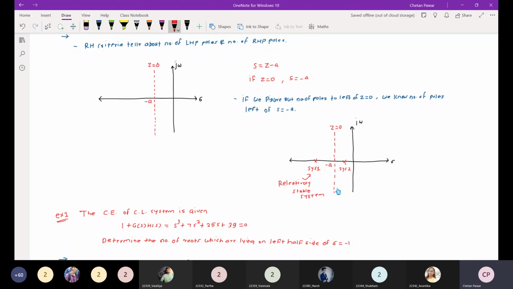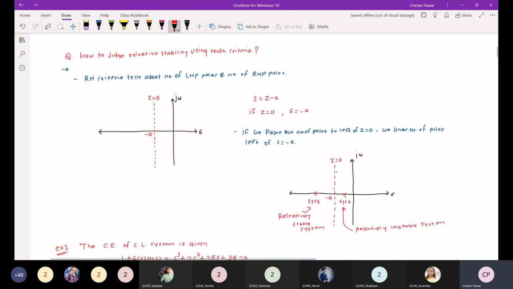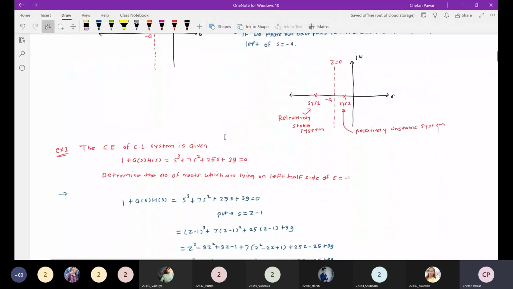And here we can say that it is a relatively unstable system. Relatively, even if that system is stable, it is relatively unstable. So that is the thing here. Let us consider one example so you will get an idea of how to find out whether a system is relatively stable or not.